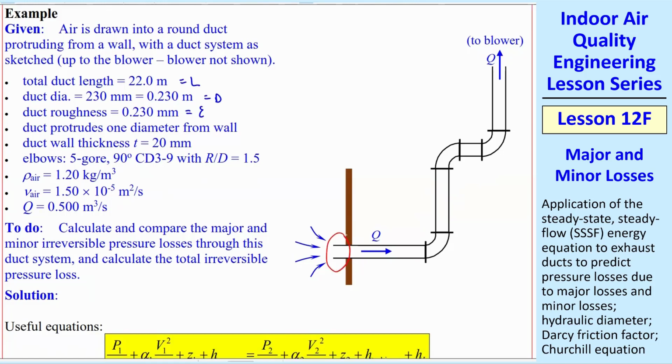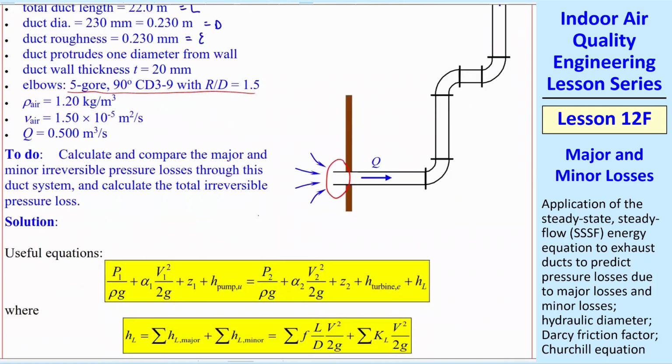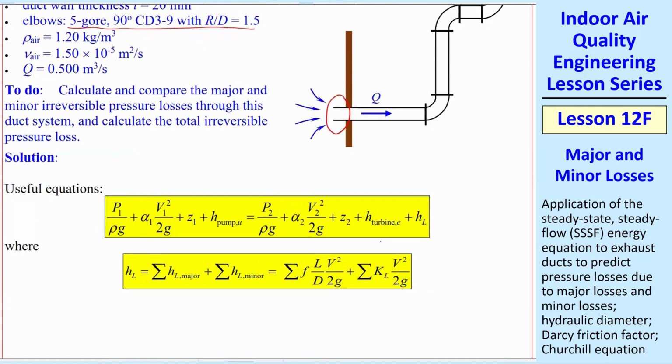There's elbows, and you can count them. 1, 2, 3. There's 3 of them. They're a specific kind, and I'll show you these. We'll find this on a table. I give you the density and the viscosity and the flow rate. We want to compare both the major and the minor irreversible losses. So here are our useful equations.